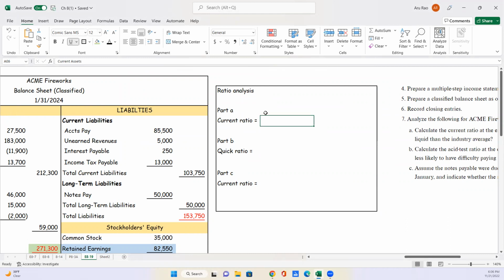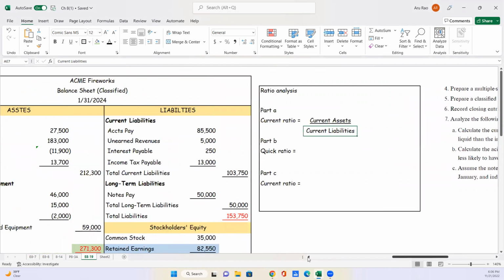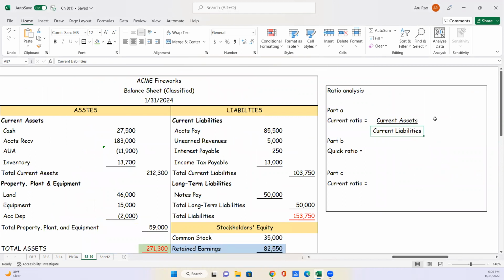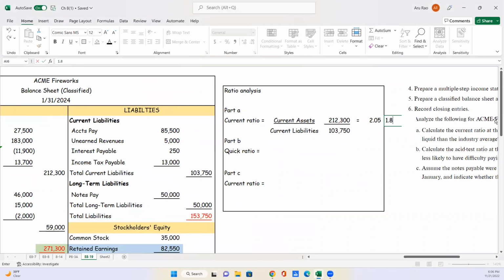Current ratio is calculated as current assets divided by current liabilities. This is when the income statement and balance sheet that we prepared become very helpful for all these ratio analyses. I have my current asset total over here, and I can just pull the number out from there. Same thing for current liabilities, where the number is 105,750. So if I do this calculation, what I come up with is 2.05. What were we told? The industry average is 1.8.